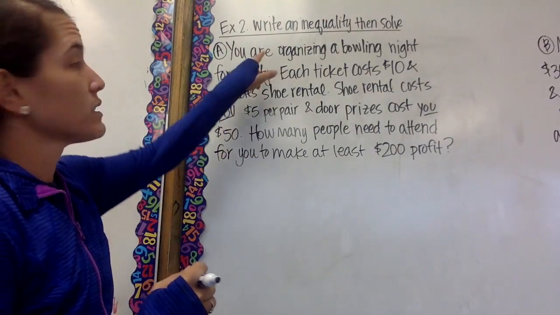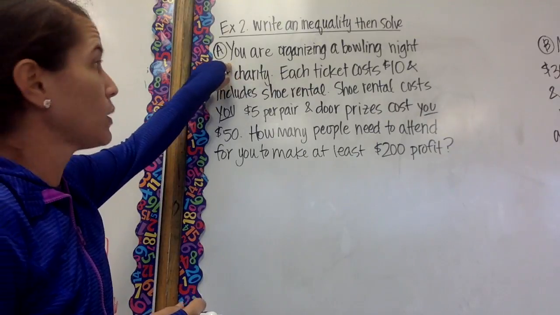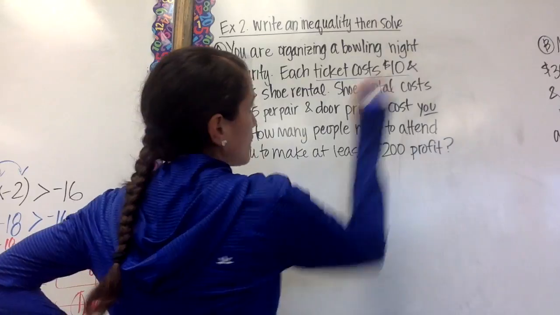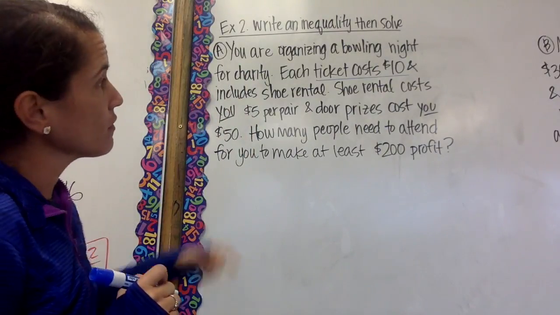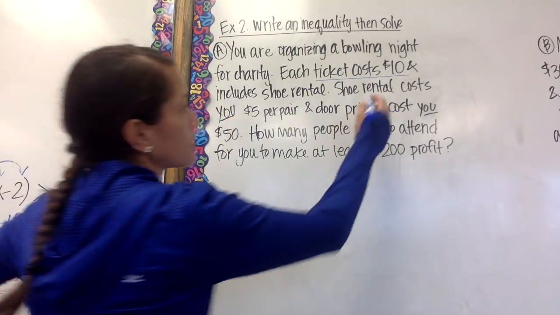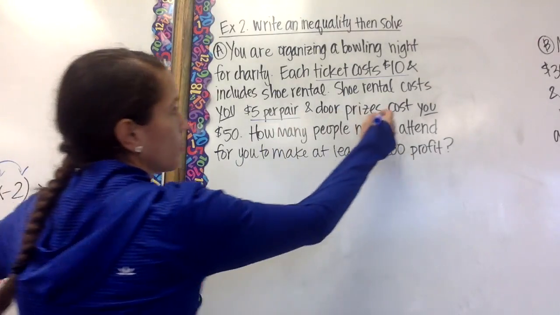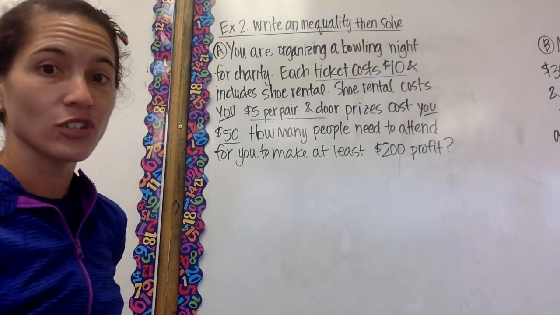Write an inequality and then solve. Example, write an inequality and then solve. You are organizing a bowling night for charity. Each ticket costs $10 and includes shoe rental. Shoe rental costs you, so this is important, shoe rentals cost you $5 per pair, and door price costs you $50. So there is a cost to you.